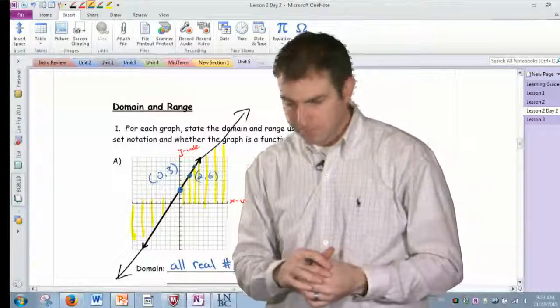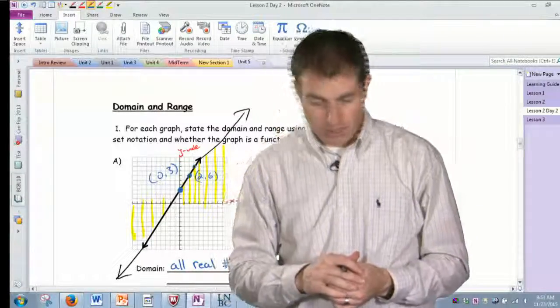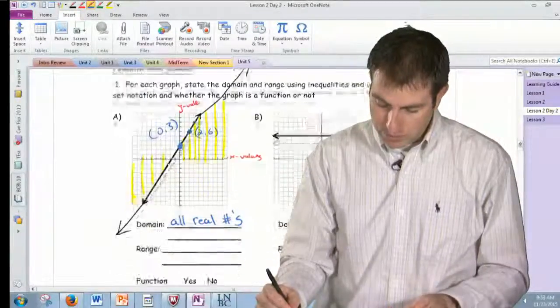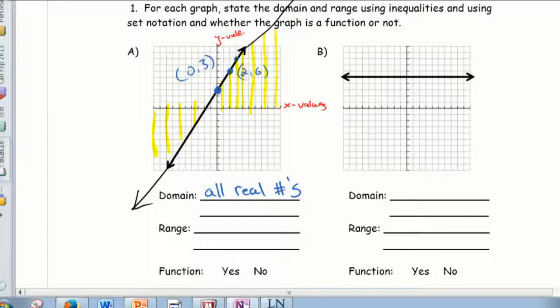I'm going to show you a different way to write it. You can write it as all real numbers. You could also write it as a set inside some brackets. So we could go from negative infinity to positive infinity. That could be the domain.